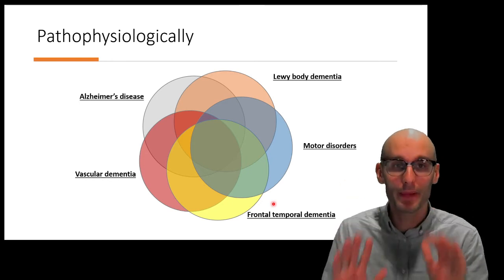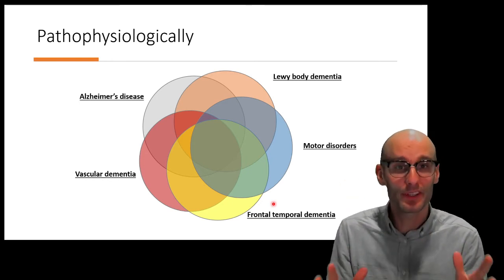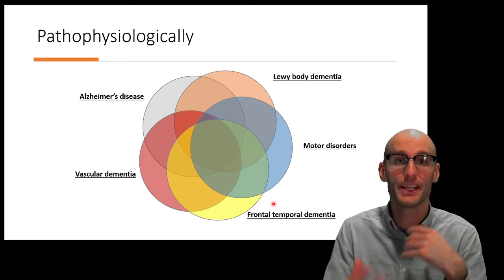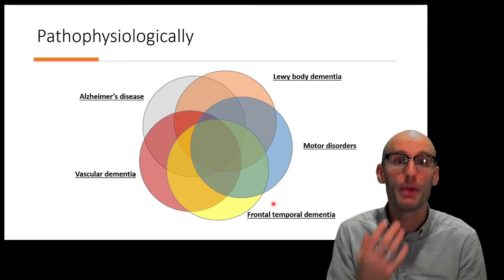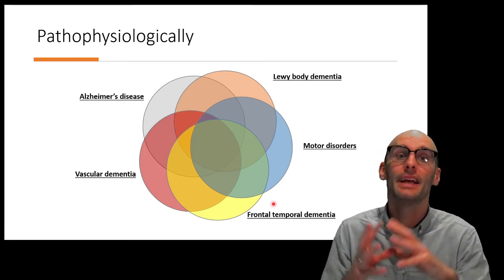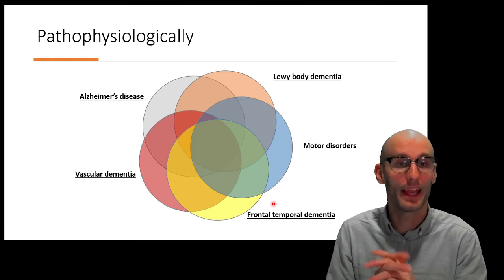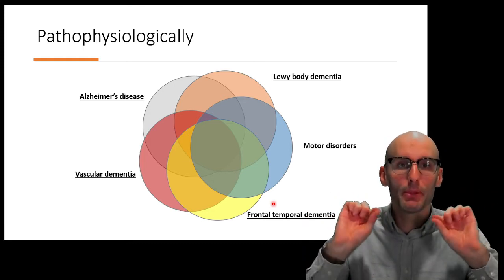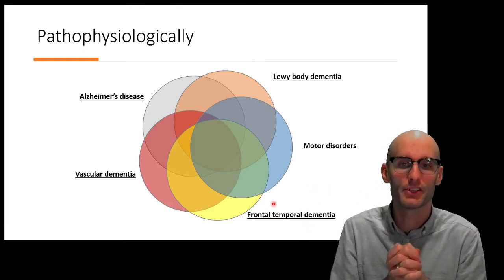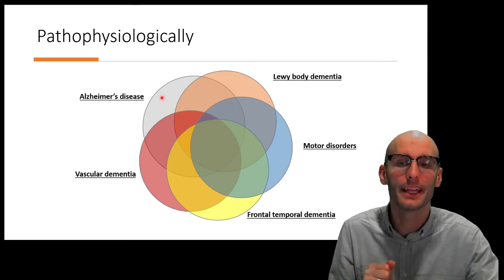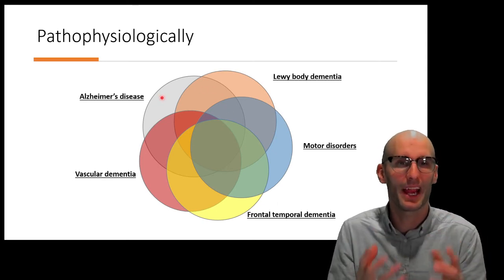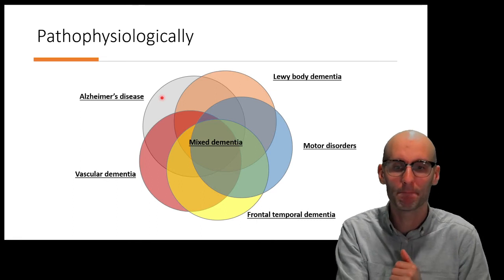So the key message there is that pathophysiologically, it's kind of helpful to imagine that there are a lot of pathological processes going on in any one person with dementia. And often it is not a pure form of dementia. Very rarely will you only see Alzheimer's pathology in a brain. There'll be other stuff going on in there.